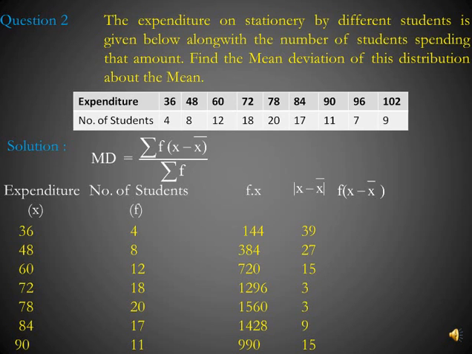The last column is of f into |x minus x bar|, which means we have to multiply f with each corresponding value of |x minus x bar|. So 4 into 39 is 156, 8 into 27 is 216, 12 into 15 is 180, and similarly for other values. These are for the remaining two values.